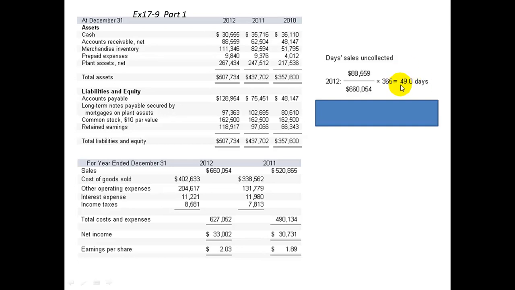And that looks like you're just a little bit higher than normal. You have a little bit more tied up in accounts receivable than you should, assuming this was 30-day terms that they gave their customers. We really don't know what that is.